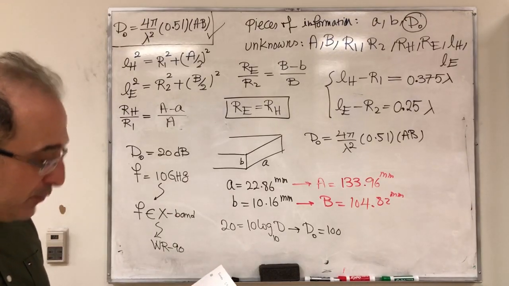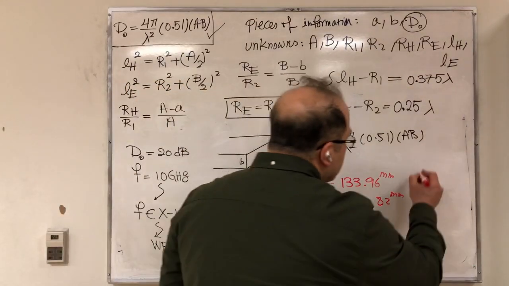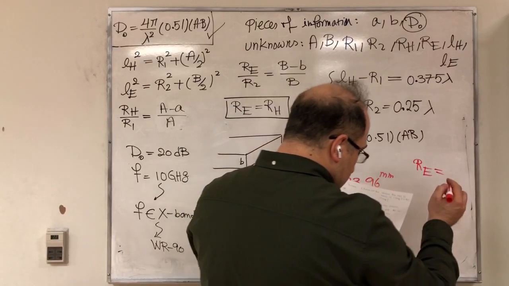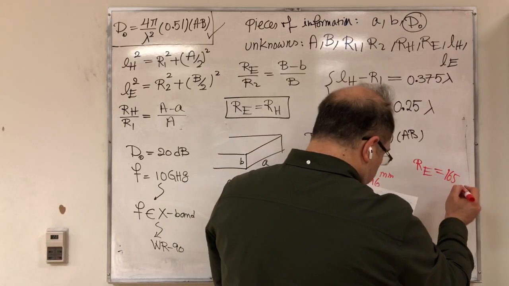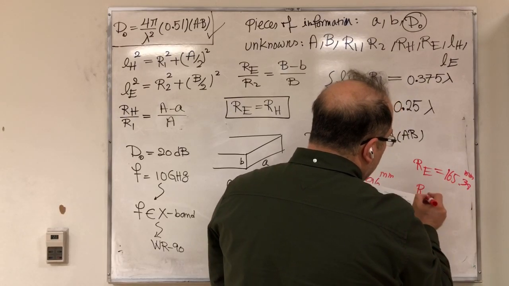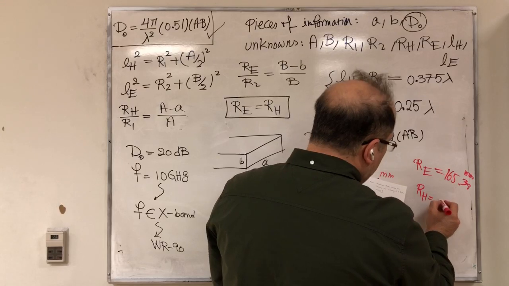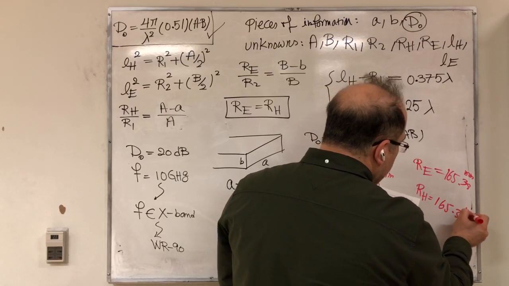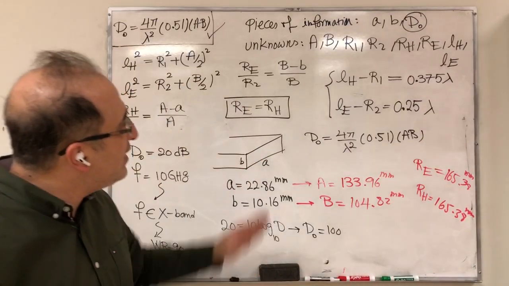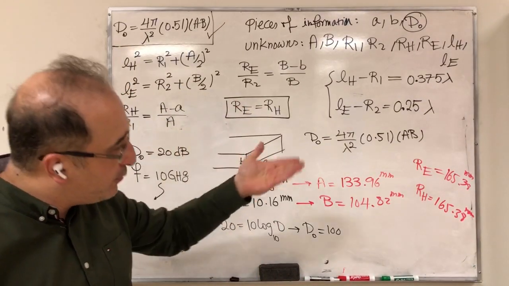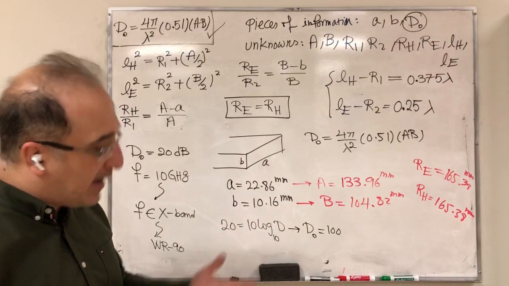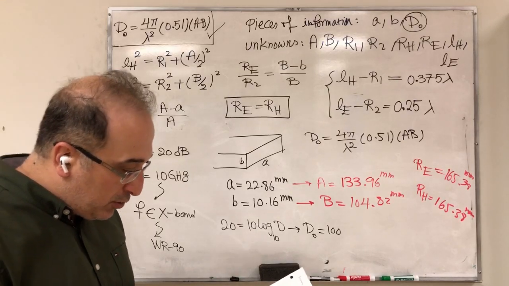And then the other thing that you, for example, can see if you solve the system is that your RE is going to be equal to 165.38 millimeter. And RH is also 165.38 millimeter. And this is actually a nice thing to look at because you clearly see RE is equal to RH. So we enforce this to have 165, and that makes sense. And other values are also here.